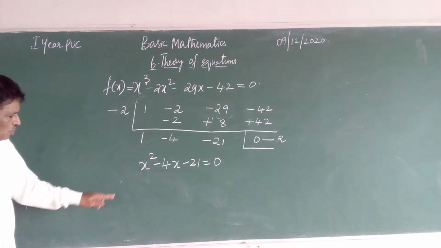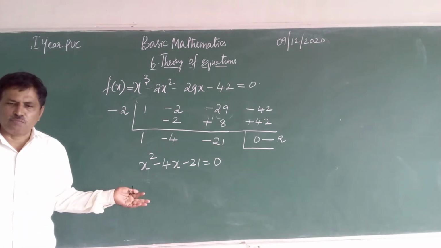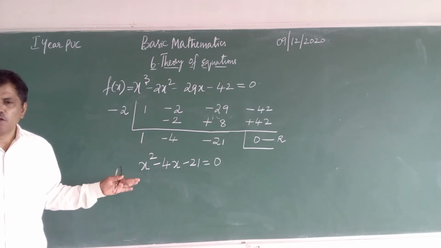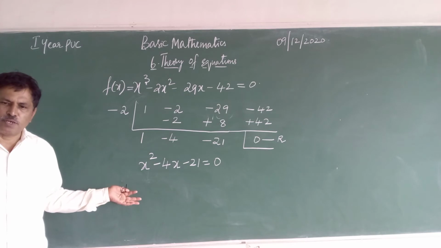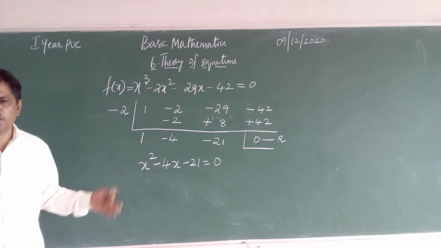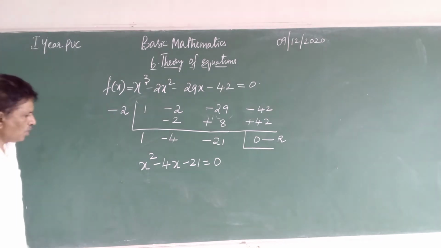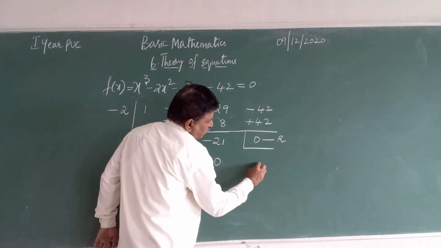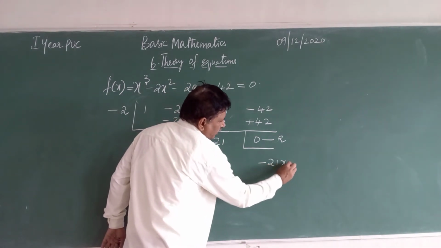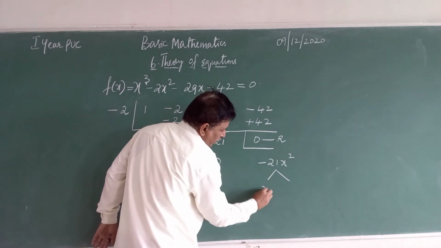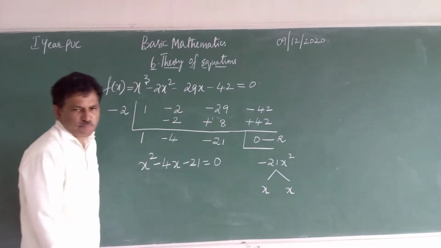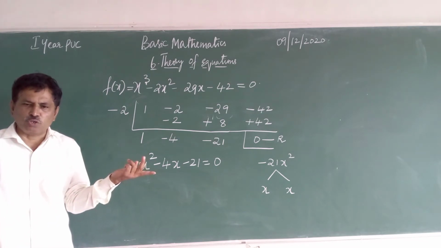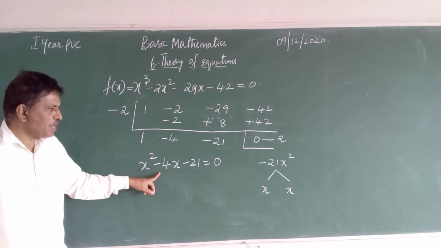What you have to do? Either you can solve it by the splitting method, splitting the middle term, or by the formula method, Sridharacharya's rule. For the splitting method, x square minus 21: the product is minus 21 x square. I will split x square as x into x. For minus 21, you have to take two terms such that when you multiply, you get minus 21, and when you add, you get minus 4.